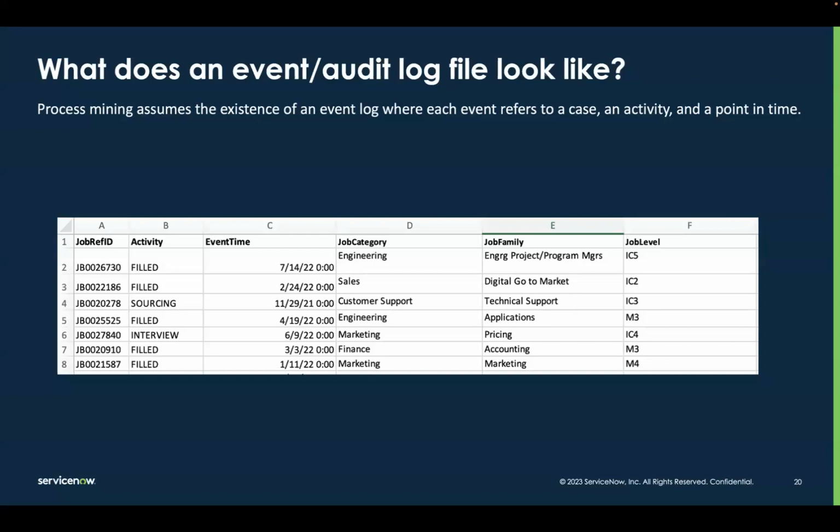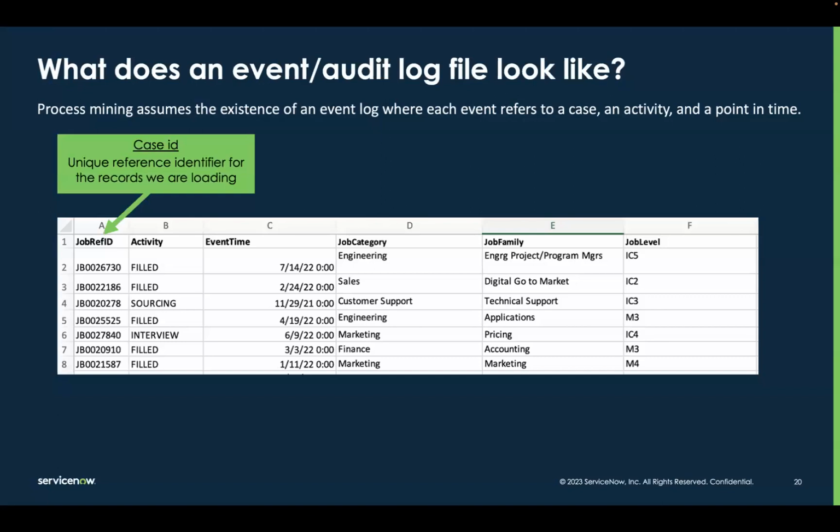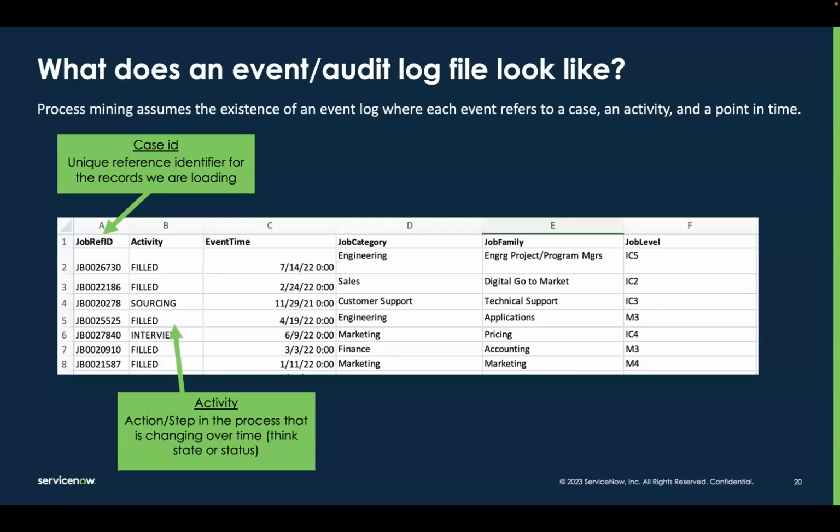There are three core pieces of information necessary for process mining. A case ID, or some sort of unique identifier for a record. It could be a claim number, a patient or employee ID, or just simply a case ID. So you need that unique identifier. You need an activity. Essentially, this is the thing that is changing over time that we want to track.